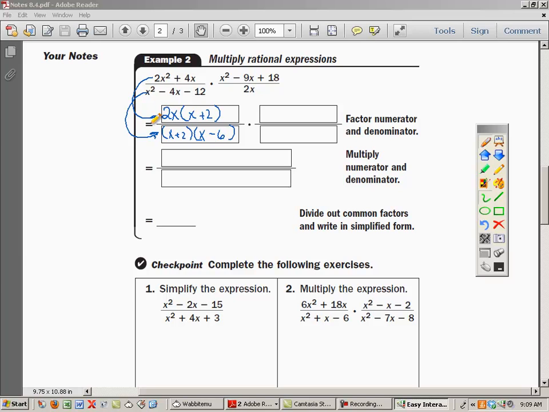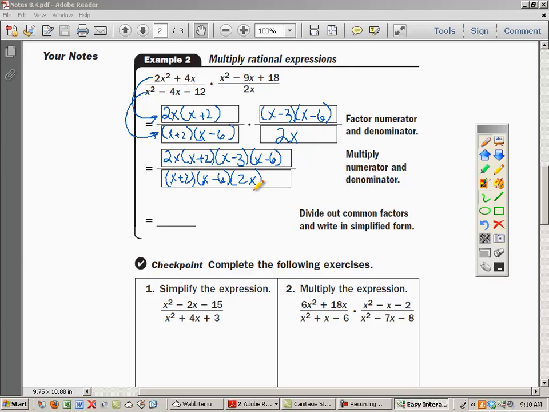This numerator, I factor out the greatest common monomial factor. Now here, this is just a 2x on the bottom. Can't really do much with that. And now we need two numbers that multiply to 18 that add to negative 9. That happens to be x minus 3 and x minus 6. Again, if you're not very good at factoring, you do want to review some of that factoring material back in chapter 4. Along the top, we're just going to multiply all this together: 2x times x plus 2 times x minus 3 times x minus 6. On the bottom, x plus 2 times x minus 6 times 2x.